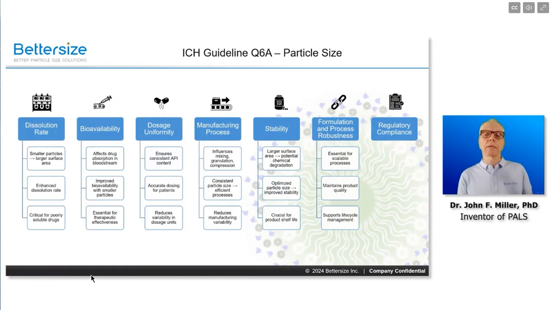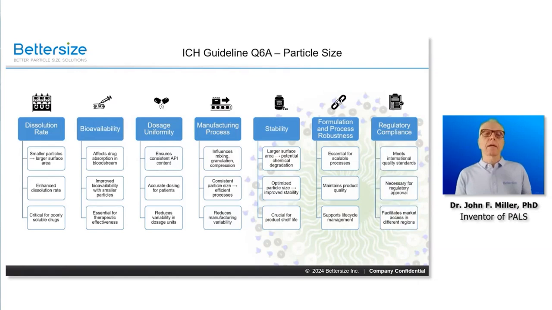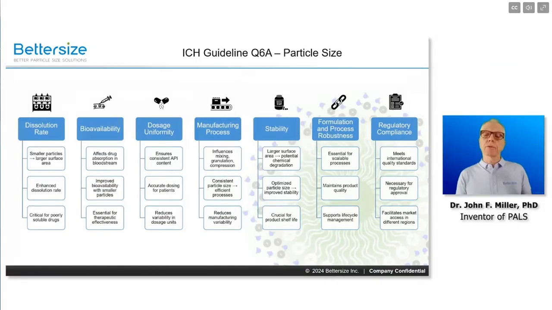Formulation and process robustness. Understanding and controlling particle size is essential for the robustness of the formulation and manufacturing process. It helps in developing scalable processes and maintaining product quality throughout the product's life cycle. And finally, regulatory compliance. Compliance with ICH Q6A guidelines regarding particle size ensures that the drug product meets international quality standards. This compliance is crucial for regulatory approval and market access in different regions.